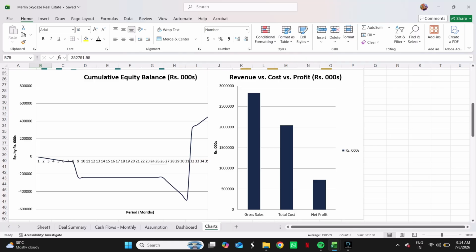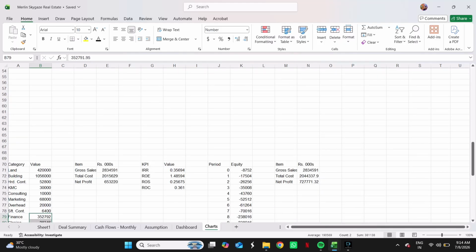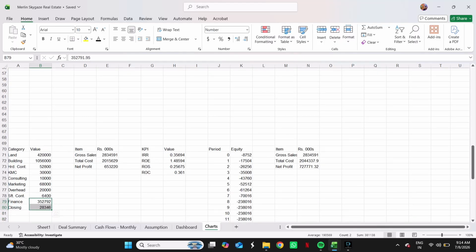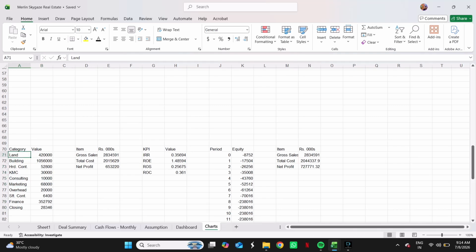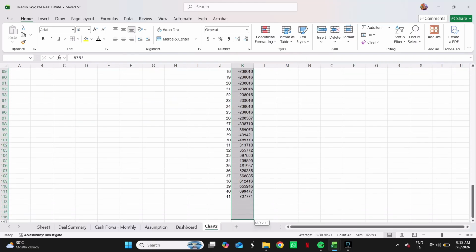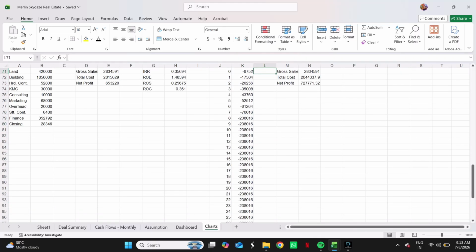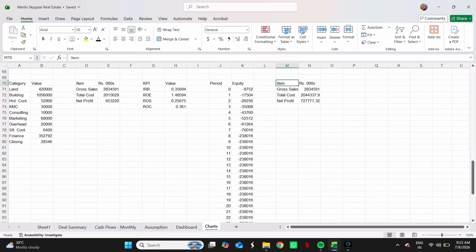It's very easy. You just have to put in the values. Suppose there is a total cost breakdown over here. It is the full total development cost. Then we move on to gross sales, total cost and profit. Then KPIs: IRR, return on equity, return on sale, return on cost. Then the equity contributed by both partners in different time periods. You can see there are a total of 41 periods.